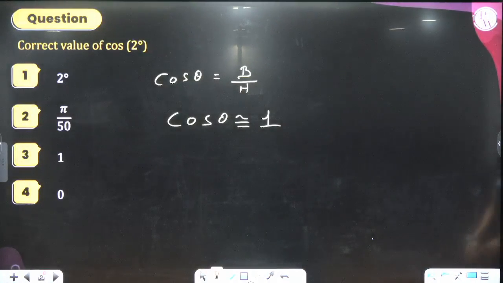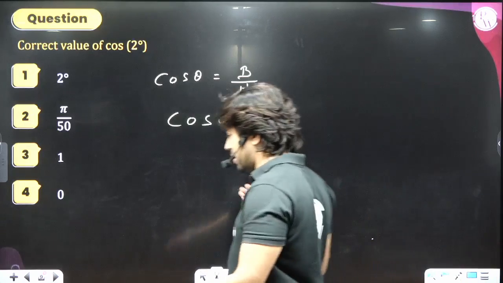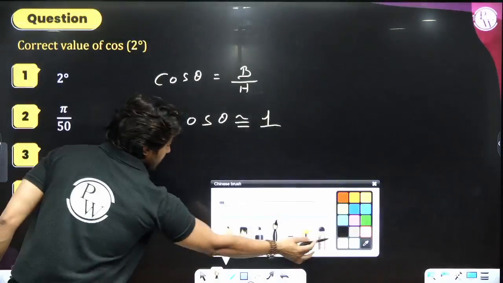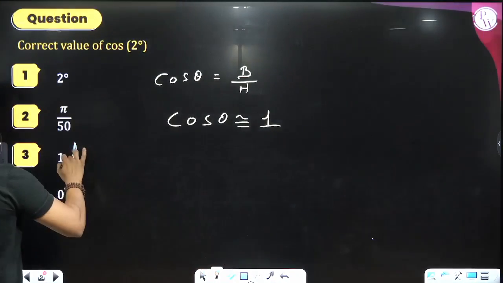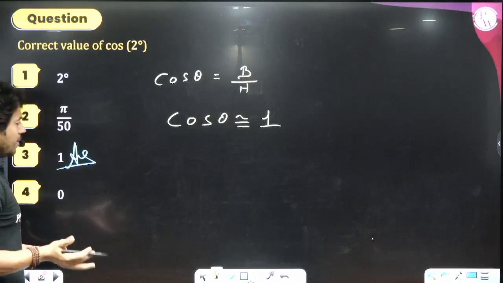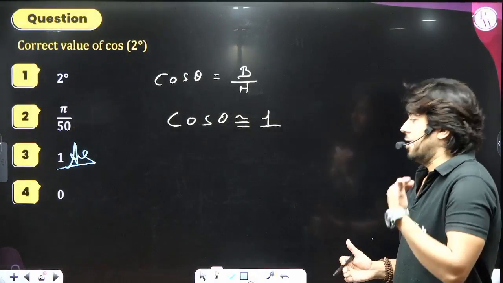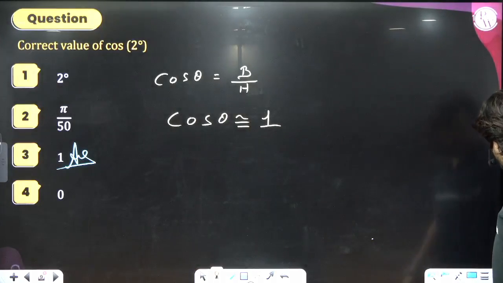And cos theta for small angles is going to be what? It's going to be equal to 1. So the answer is going to be 1. Very basic discussion, simple discussion. Let's take the discussion ahead. Let's increase the pace. What do you say, students?